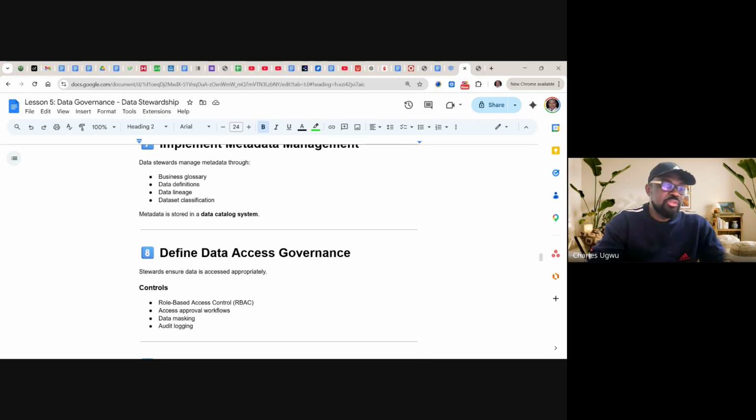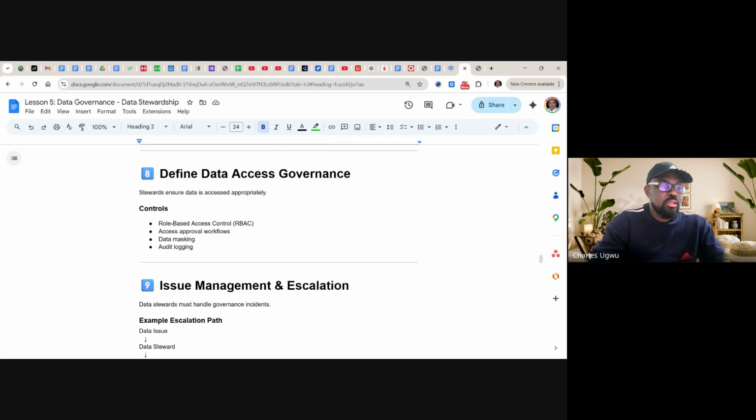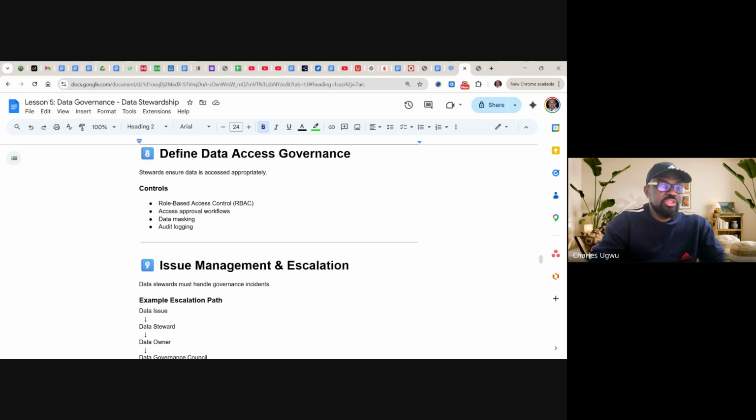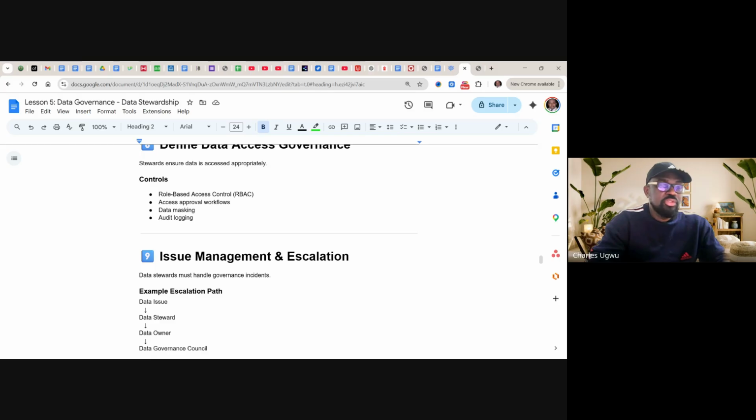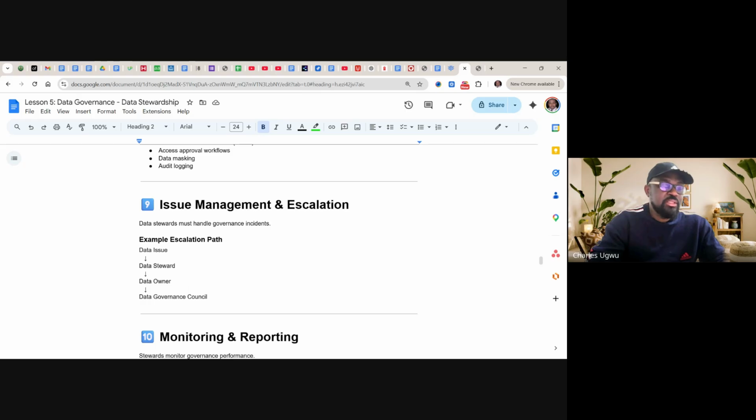Define data access. The steward ensures data is accessed appropriately through access control. The access control involves role-based access control, access approval workflow, data masking and audit log, and issue management and escalation. Data stewards must handle data incidents, and you must handle them through this escalation path.